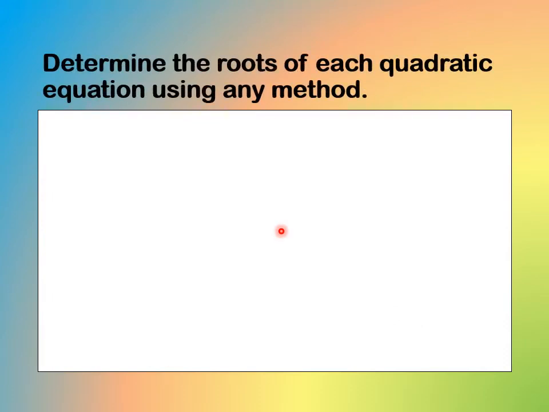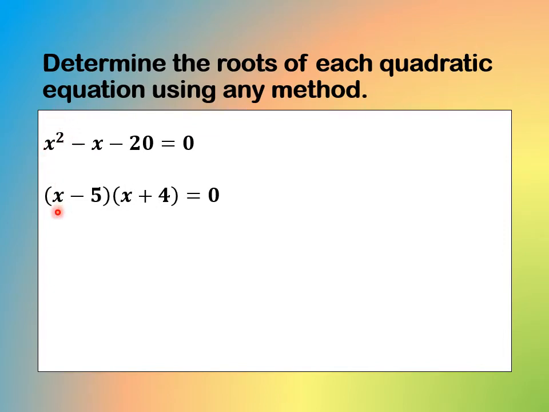Okay, let's try another one. We have x squared minus x minus 20 is equal to 0. So, tulad dun sa nauna, pwede din natin gamitin dito ang factoring, completing the square, or quadratic formula. So, if we will use factoring, we have here x squared. So, factor out x squared.